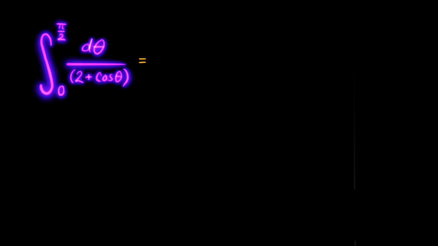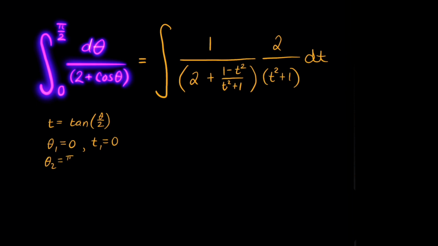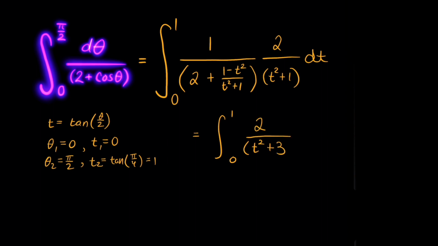So our original integral from 0 to pi over 2 of 1 over 2 plus cosine theta d theta, we make the substitution for cosine, making it 1 minus t squared over t squared plus 1, and the substitution for d theta, which is 2 over t squared plus 1 dt, and we multiply through with the denominator there. Now for the limits of integration, we're going to change them, so from 0 to pi over 2, they now become 0 to 1. And cleaning up this expression, we get the integral from 0 to 1 of 2 over t squared plus 3 dt, a much nicer integral to work with.